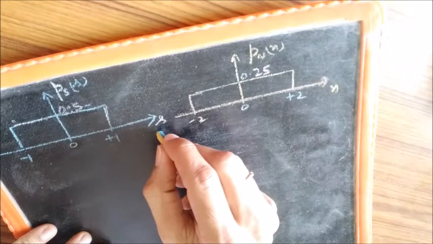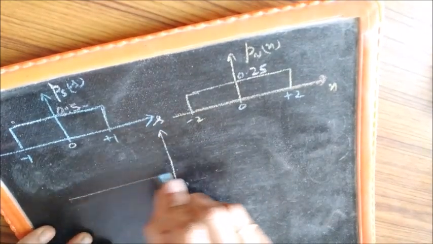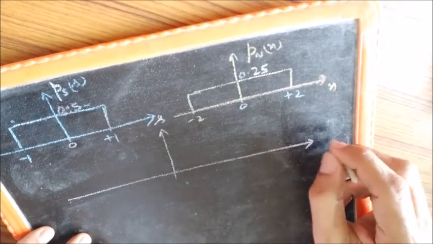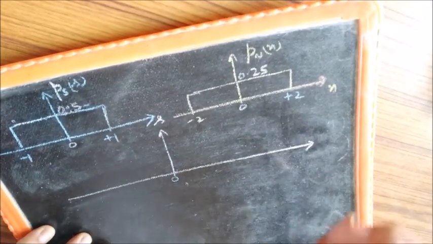So when we convolve this, the result will be, you can brush up your convolution either by going through the textbook or looking at some other videos on YouTube.